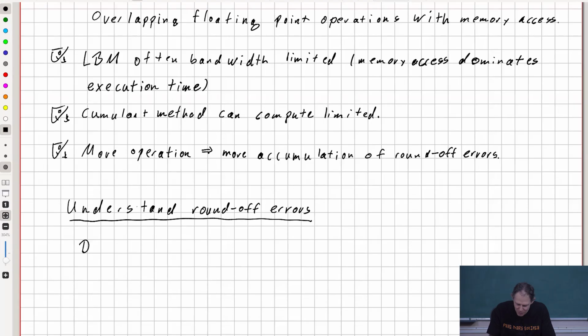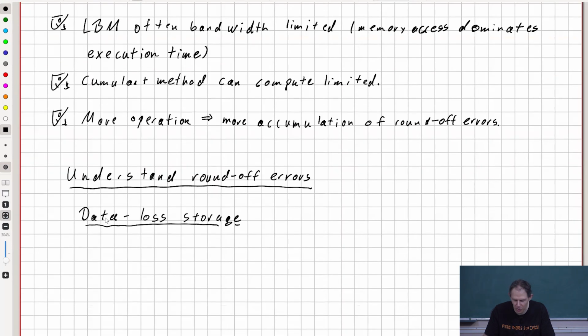Okay, so there are two problems that we have to discuss. The first problem is the data loss in storage. So this does not actually have anything to do with the computation itself. So we have data loss in storage. And this is related to the way we store our information in the populations. So we have the populations f_ijk, say in 3 dimensions.